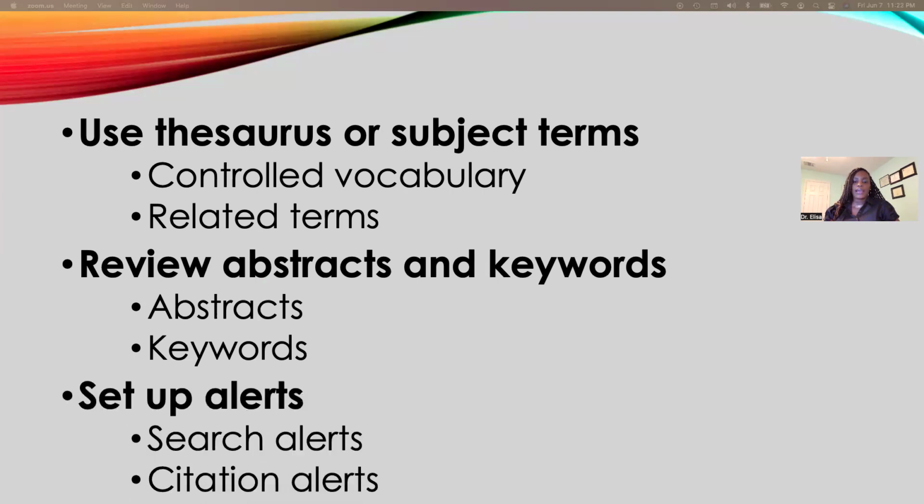So the sixth step is for you to set up alerts. So you should search alerts. Many databases will allow you to set up alerts for specific search queries. This way, you'll be notified when new articles that match your criteria are published. And for citation alerts, you can set up alerts to track when a specific article is cited by other researchers as well, to find out how popular that article is, or how commonly the topic is being searched for.